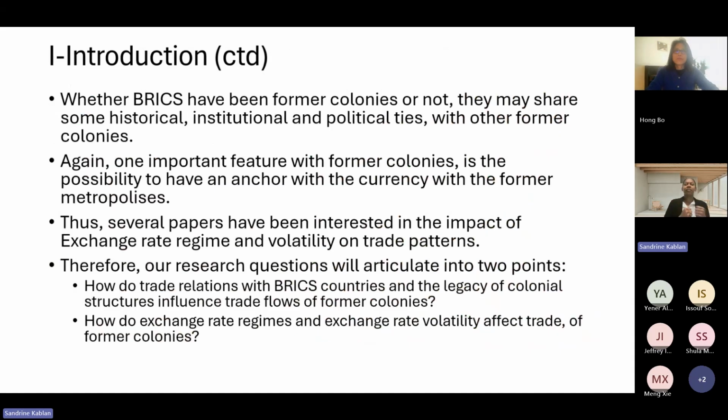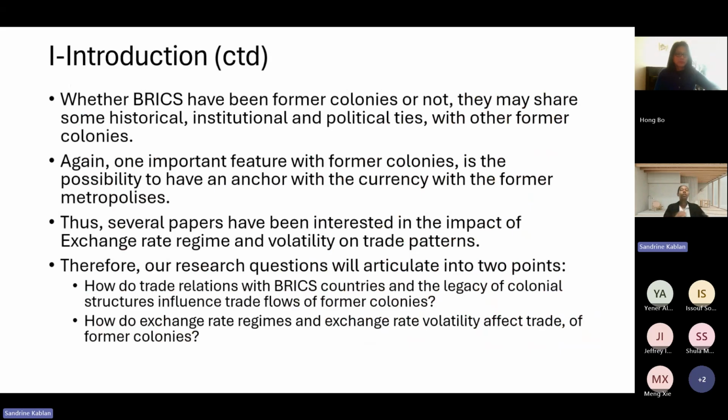Again, when we consider BRICS countries and their relationship with other developing countries, whether those BRICS countries have been former colonies or not, the former colonies being, for example, Brazil, South Africa, India, they may share some historical, institutional, and political ties with other former colonies. Again, when we think about colonization and colonial legacy, one important feature that stands out is the following: they have the possibility to have an anchor with the currency of the former metropolises.